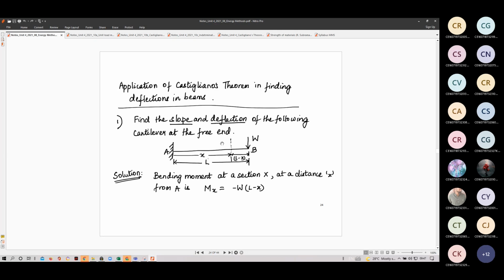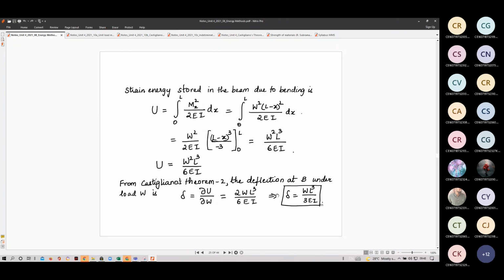We first calculate the bending moment. The bending moment at any section X is W into L minus X. Once you do that, we have to write the expression for strain energy U. The strain energy is integral 0 to L of M square by 2 EI dx.